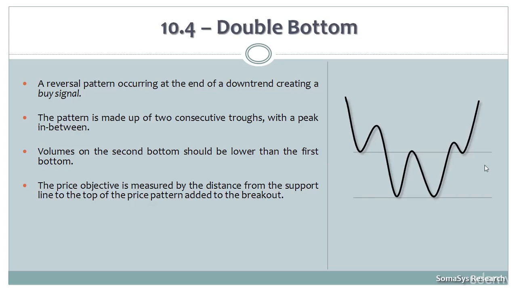Volumes on the second bottom should be lower than the first bottom. And most importantly, there should be clear evidence that volume is accelerating during the advance of the second trough. The price objective is measured by the distance from the support line to the top of the price pattern, and the same is added to the breakout, the peak created level.